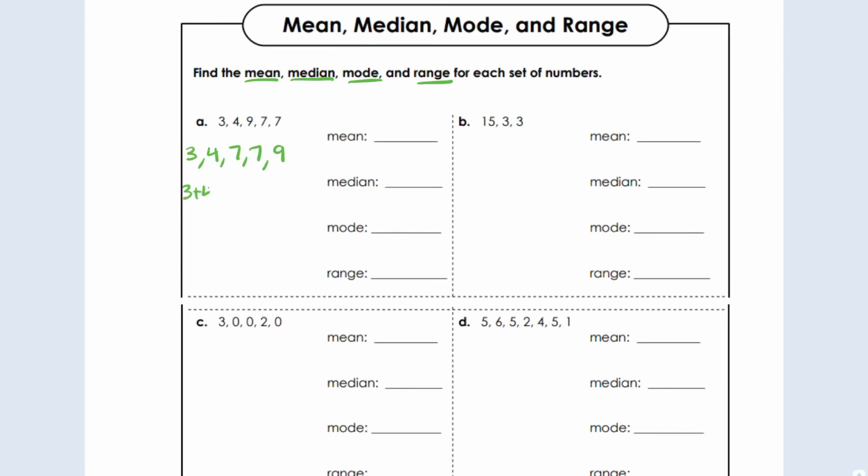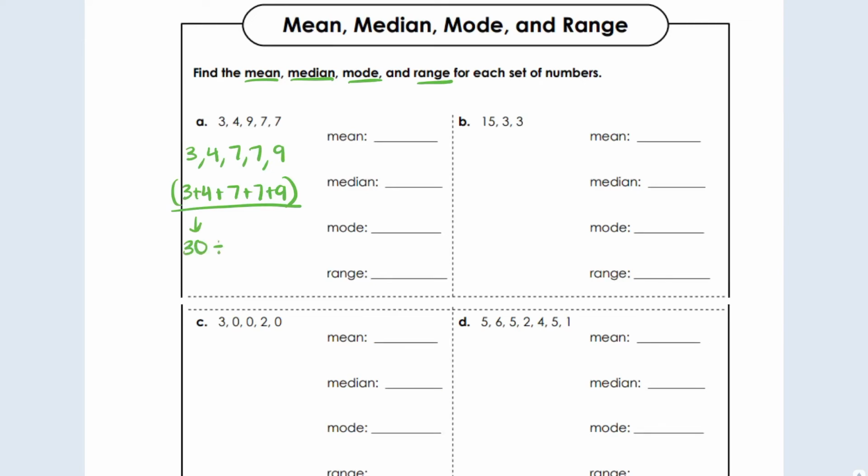You're going to write 3 plus 4 plus 7 plus 7 plus 9. You're going to type that into your calculator, and you're going to press equal. 7 plus 7 plus 7 is 21. 21 plus 9 is 30. So this entire thing right here, I'm going to write down here, this is equal to 30.